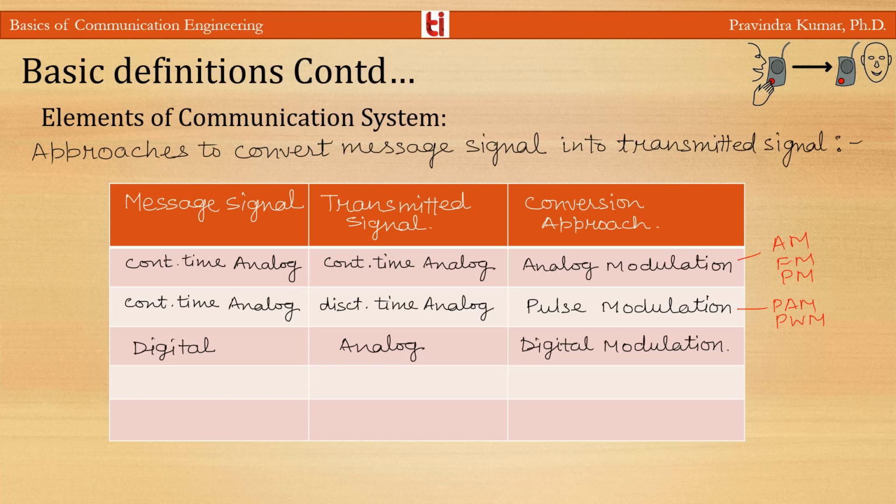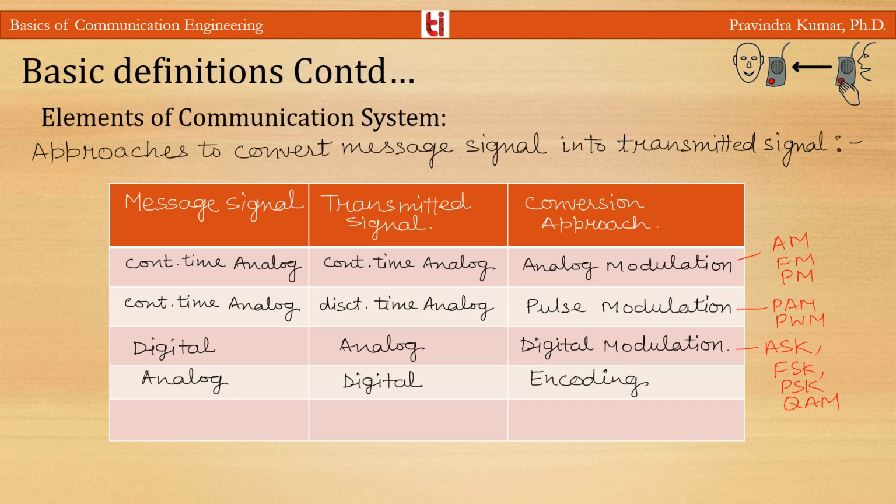And if the message signal is digital and I convert it into an analog signal before transmission, then this type of conversion approach is known as digital modulation, like amplitude shift keying, frequency shift keying, phase shift keying, and quadrature amplitude modulation. The message signal may be analog and the transmitted signal may be digital, and this type of conversion is known as encoding, like pulse code modulation and delta modulation.